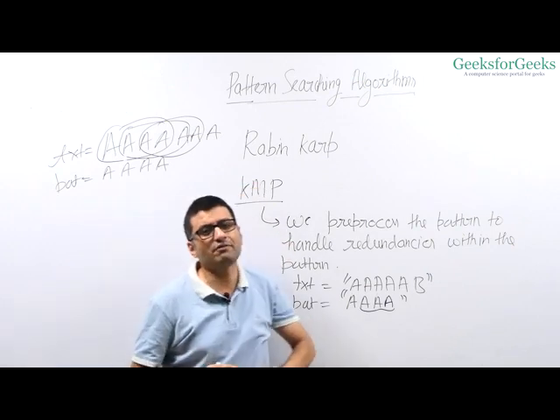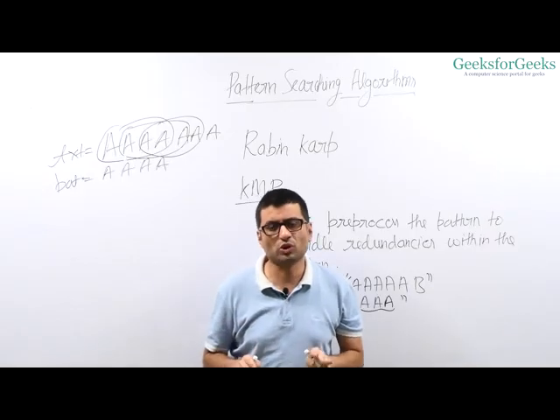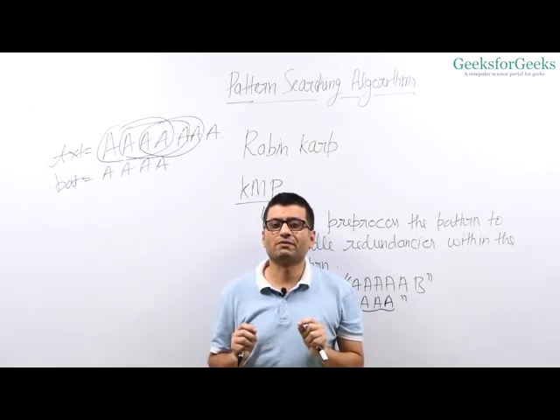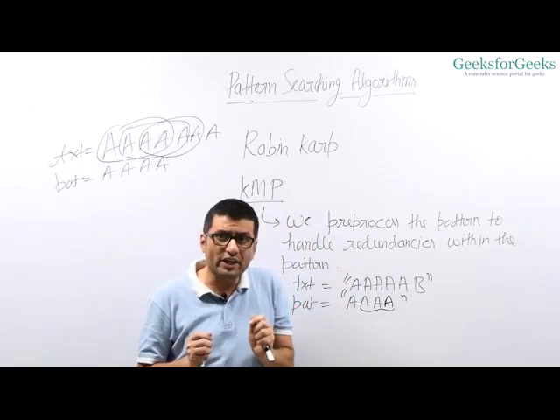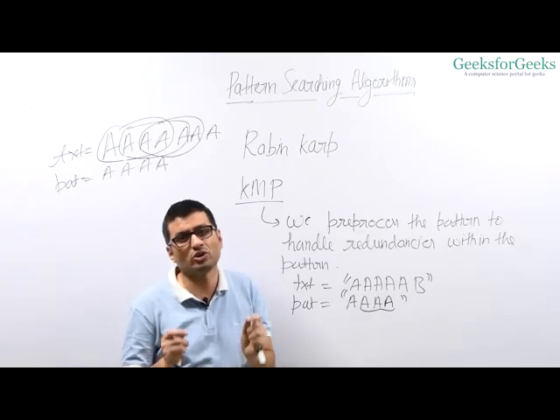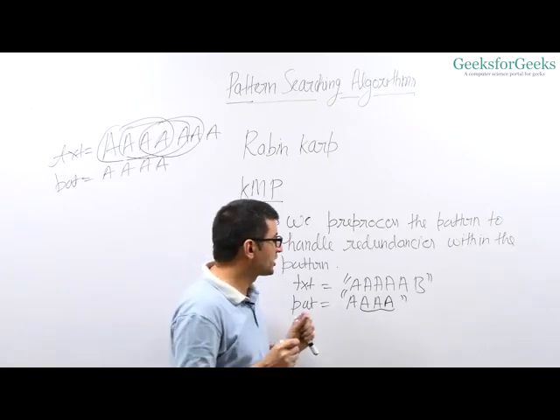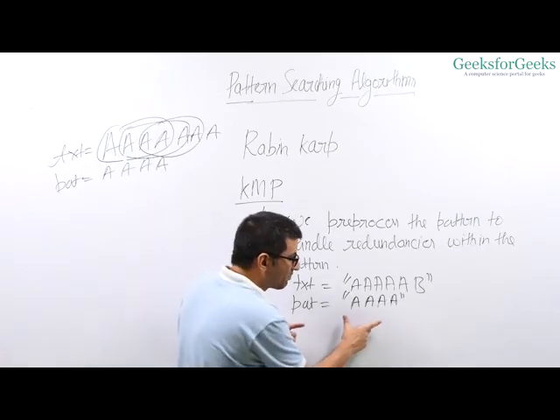We saw that if the pattern has all distinct characters, then our naive algorithm can also work in linear time. But if there are redundancies within the pattern, that's where the problem is. So the KMP algorithm ensures that even if there are redundancies within the pattern, it works in linear time. How does it do it? It pre-processes the pattern. Let us understand KMP with an example.